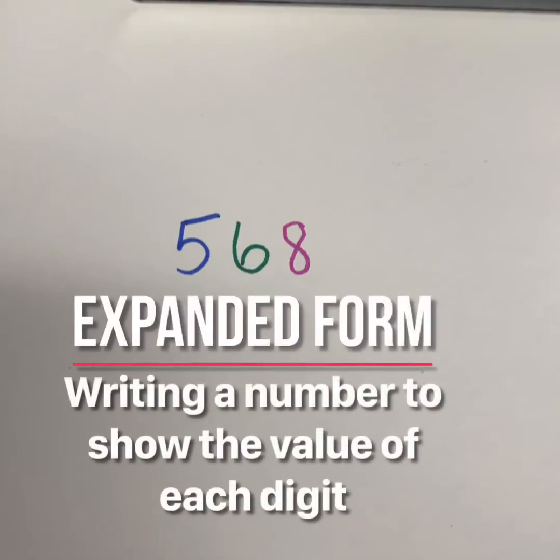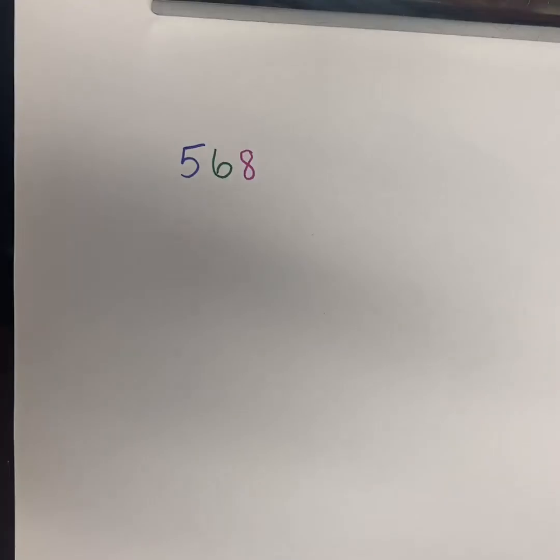And we are going to be writing this number into expanded form, which basically means that we're going to be writing a number to show the value of each digit. We have the number 568 to start with. So let's go ahead and take a look at this number right here, 568. We are going to be telling the value of each digit in this number, and we're going to start with the number on the far left, the 5, the blue number.